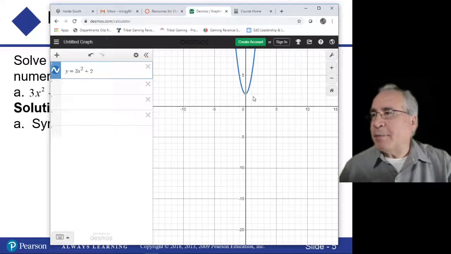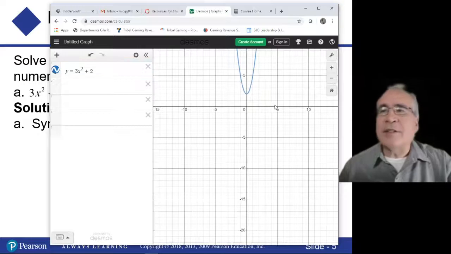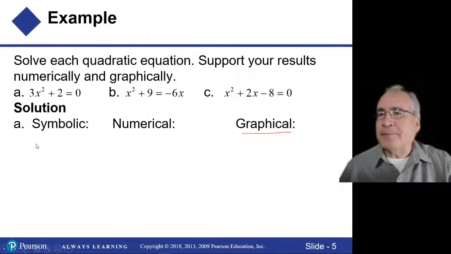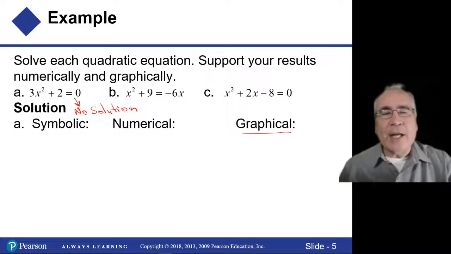We get the y-intercept is (0, 2). And again, you can trace along here and get all the values you want. But what we do know is it does not cross the x-axis. So I'm just going to say here, no solution. So look how quickly we did it.